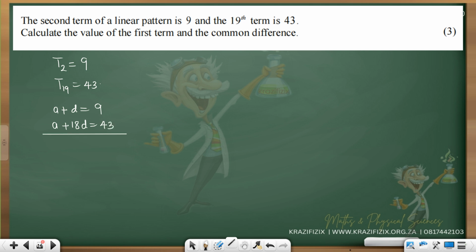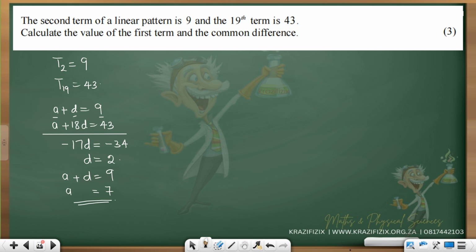You can simply quickly subtract. Must learn all of those quick methods of maths. All right, 18 minus 1 is 17D. And 43 minus 9 will be what? 34. So what is D? D is 2. Then you go back. A equals 7. Is that what we got?